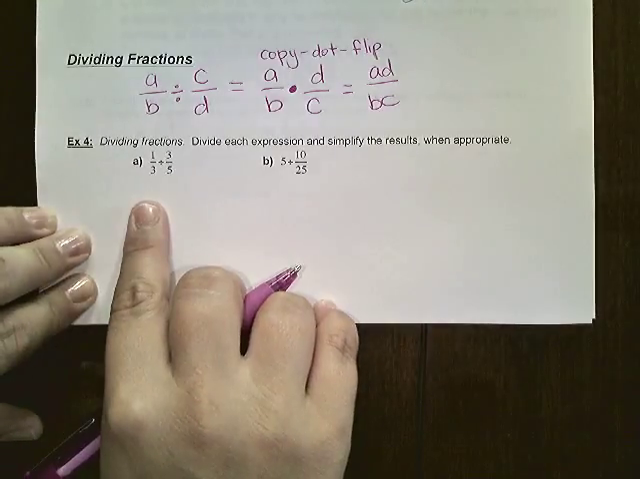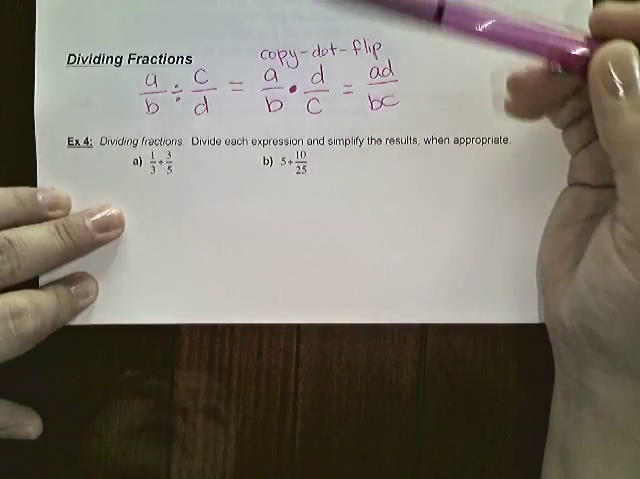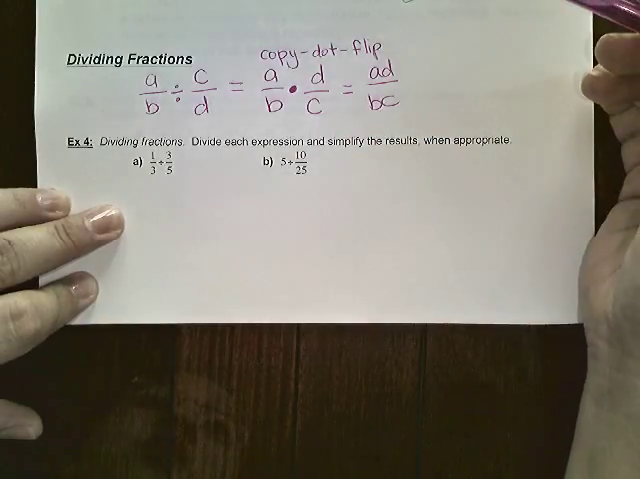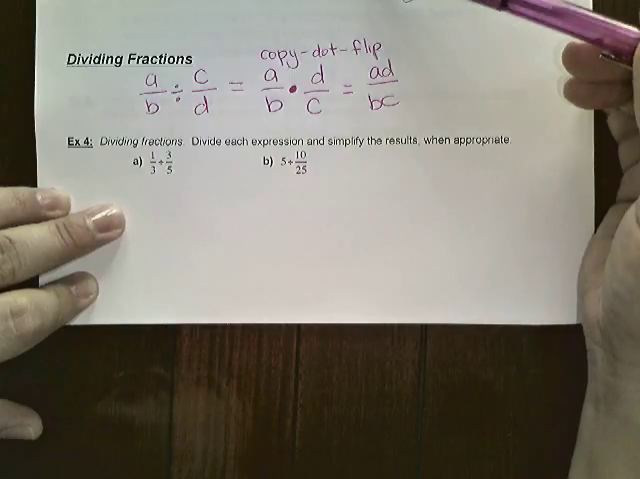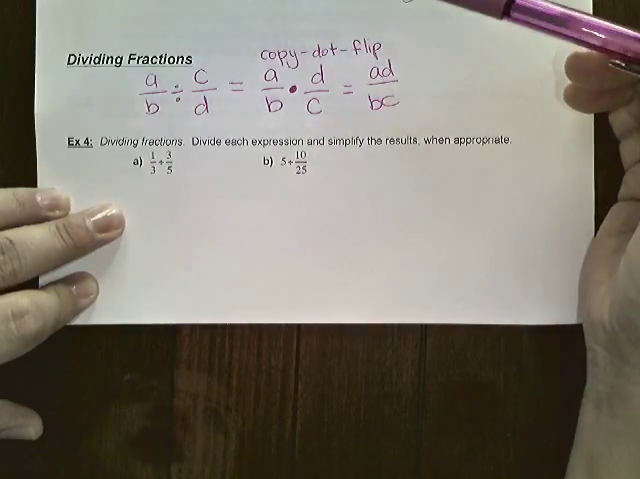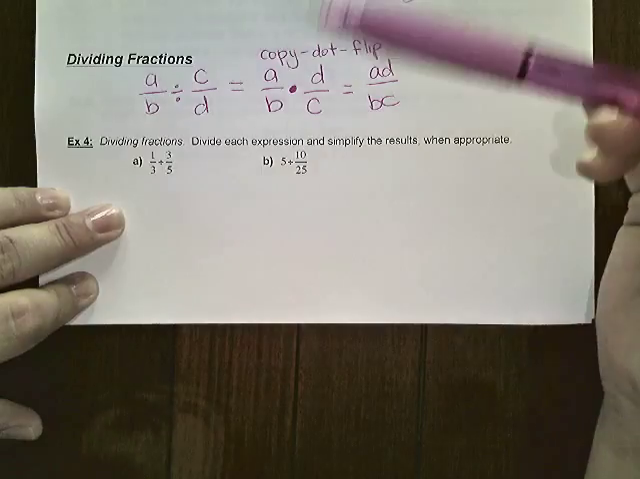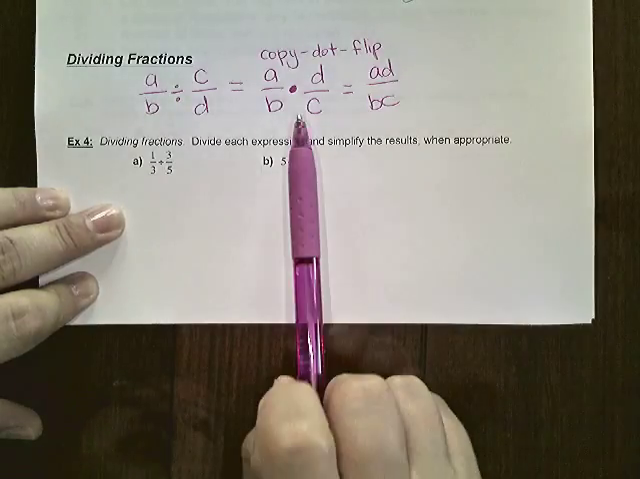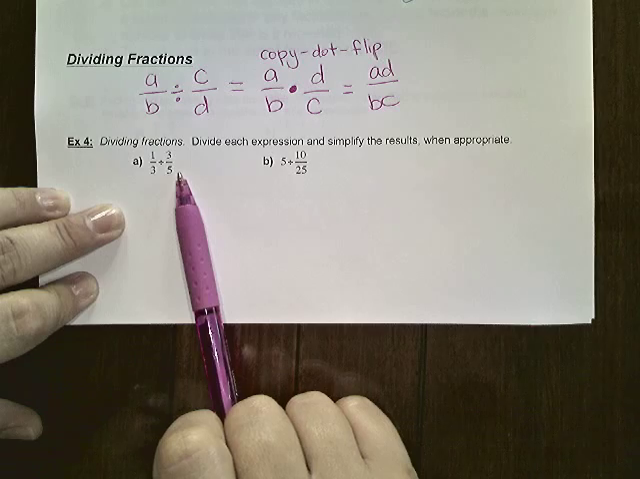We have 1/3 divided by 3/5. Now, when we were talking about multiplying earlier, we would check if each fraction is reduced, and then we would cross-reduce as well. We can't check that until we change it into a multiplication problem. So that's our first step, changing it into that multiplication problem. So here we have 1/3 divided by 3/5.